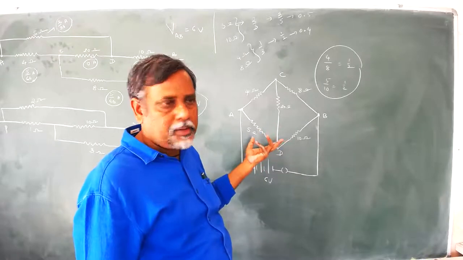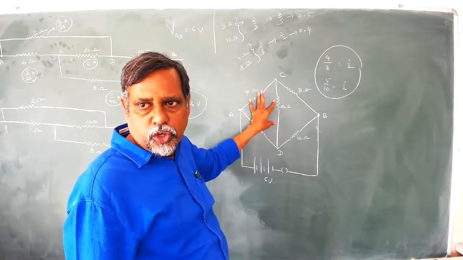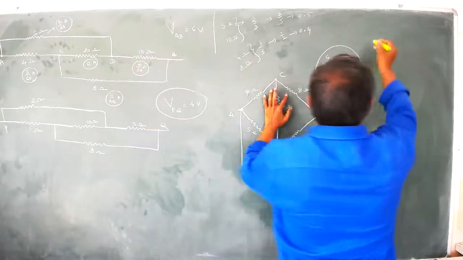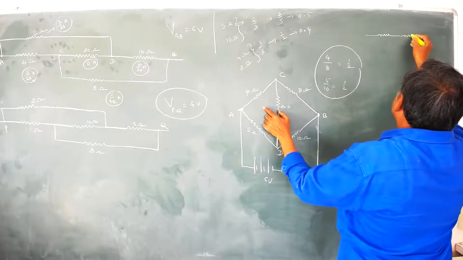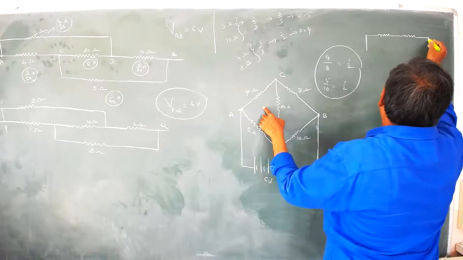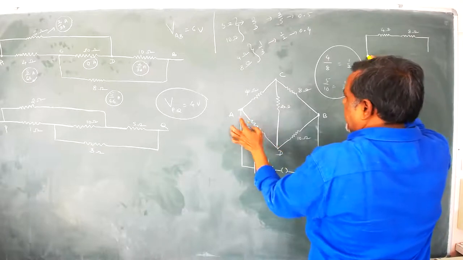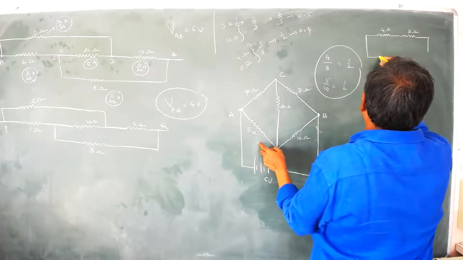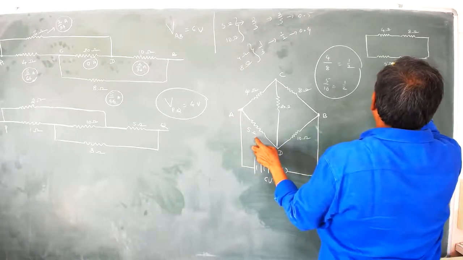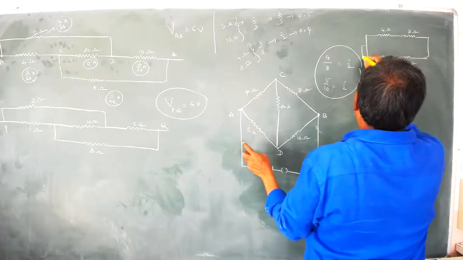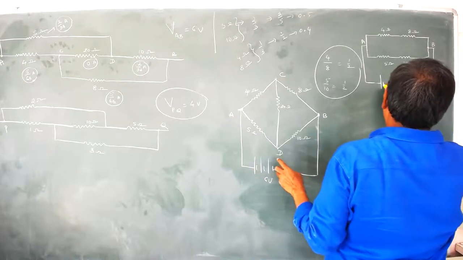And then what happens automatically? This becomes ineffective, so we can ignore it. We can remove this part and redraw. So from A to B, single branch. This is 4 ohm, this is A. Next, A to B, single branch. This is 5 ohm, this is 10 ohm. The applied potential is across A and B.